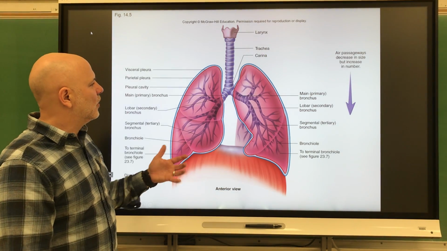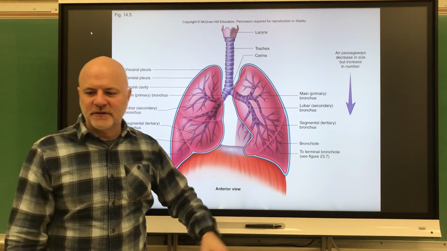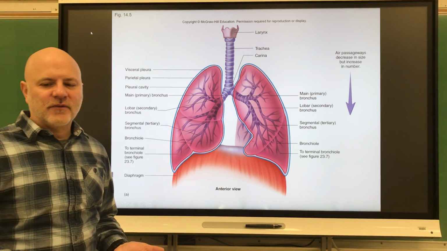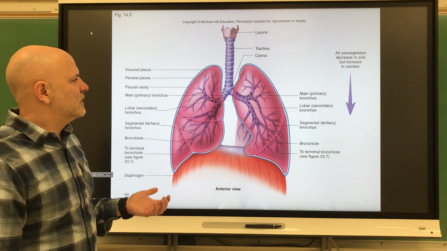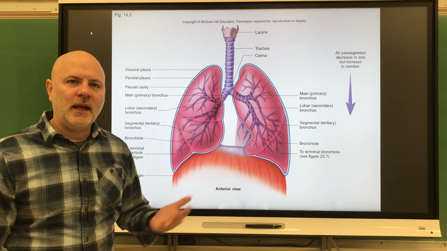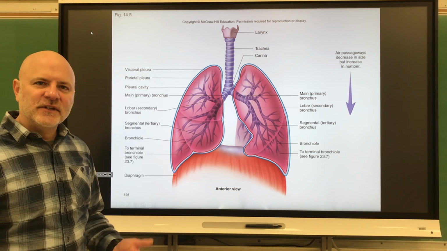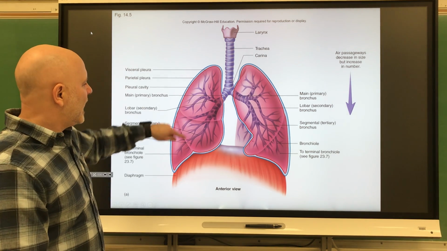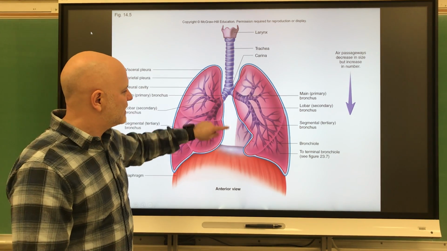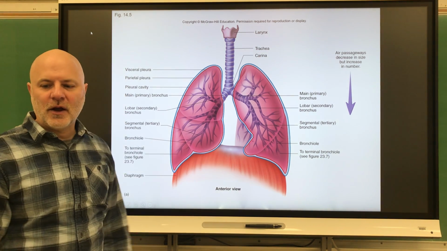Lastly here in organs is the lungs themselves. So these are the organs of respiration, and they are composed of alveoli and all these bronchi and bronchioles. They are soft and spongy and cone-shaped. The right lung is larger than the left, and that's because the heart would be in that area right there.